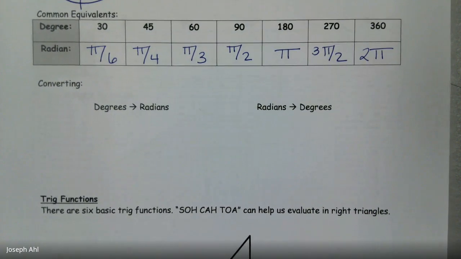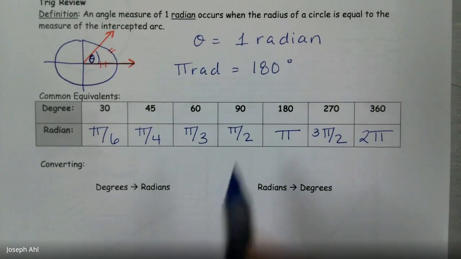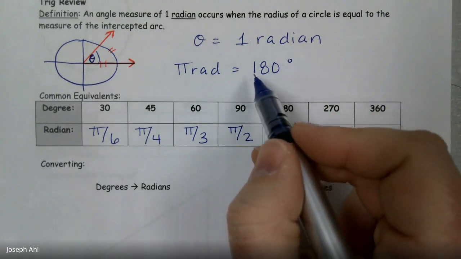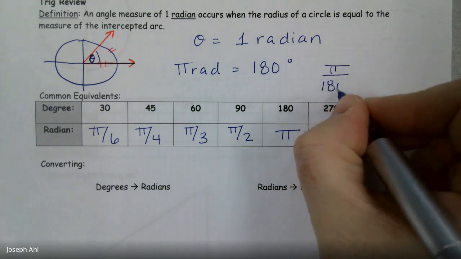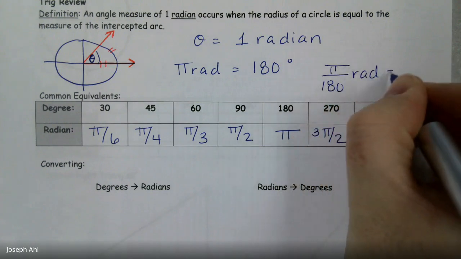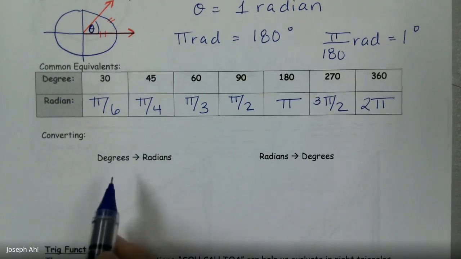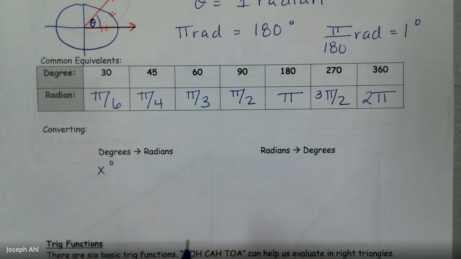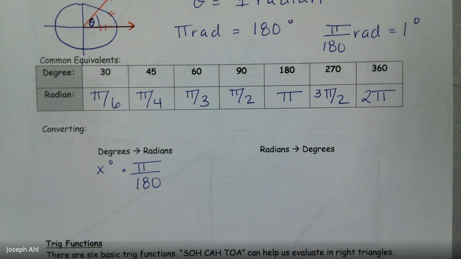But if it's not a common one in this list up above, there are ways in which we convert between degrees and radians. And as it turns out, if I come back up here, if I were to divide both sides by 180, we would get that pi over 180 radians is equal to every 1 degree. And that happens to be our conversion: if I have x degrees, I can multiply that by pi over 180 in order to convert that into radians.